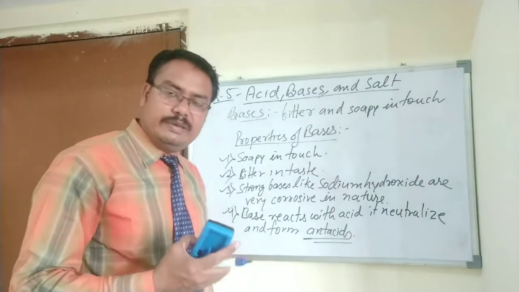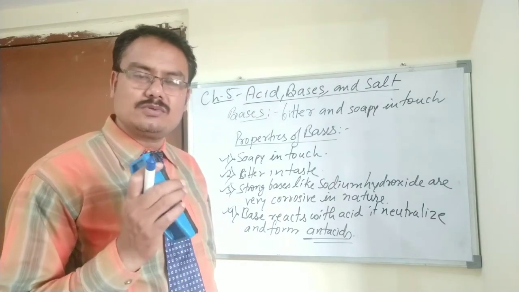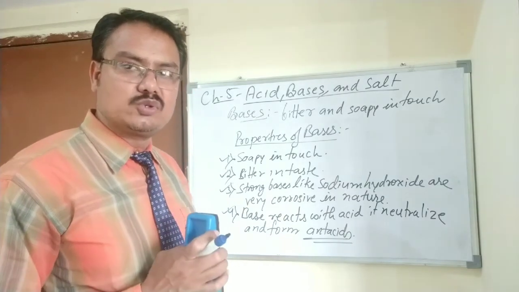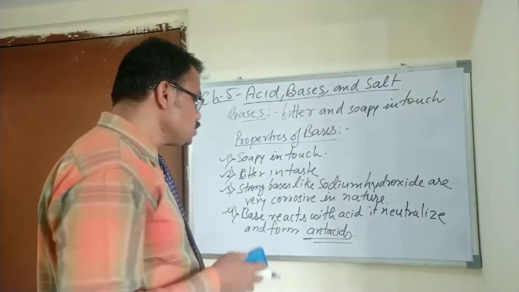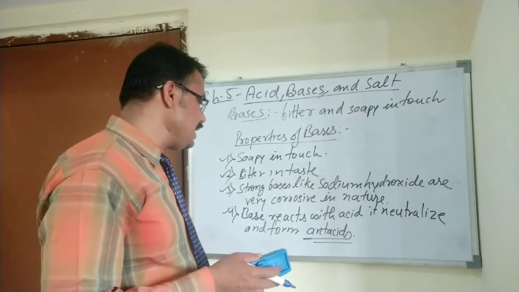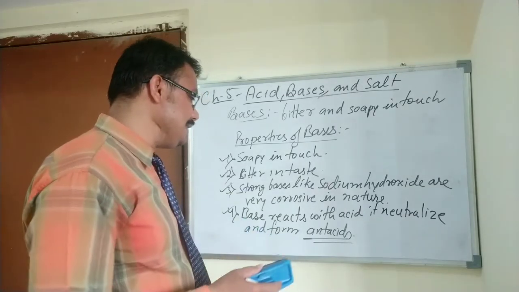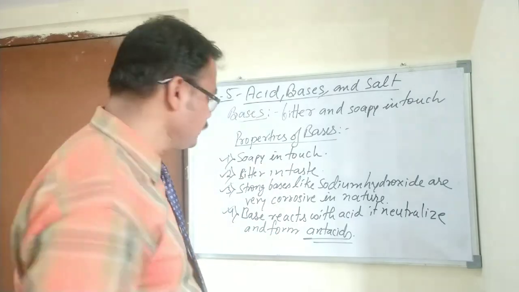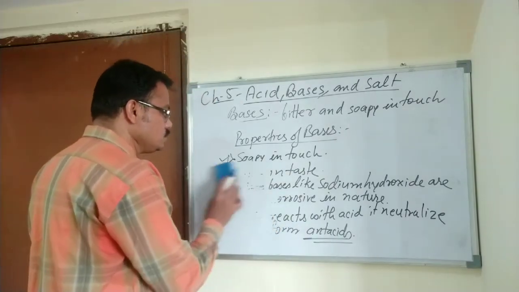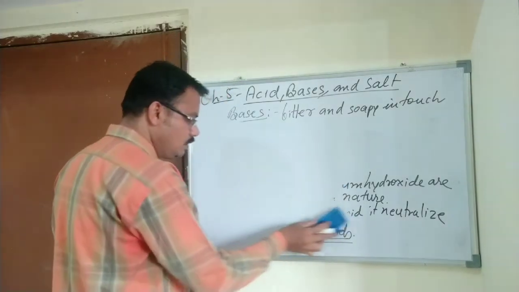अगर बेसिस को हम जीभ पे रखेंगे, बेस के कोई सब्सटेंसेस को, तो वो स्वाद में कड़वा लगेगा, कड़वाहट महसूस होगा. That means वो बेस है. Strong bases like sodium hydroxide are very corrosive in nature, and when bases react with acid, it neutralizes and forms the antacids. So student, next I am going to explain about the uses.